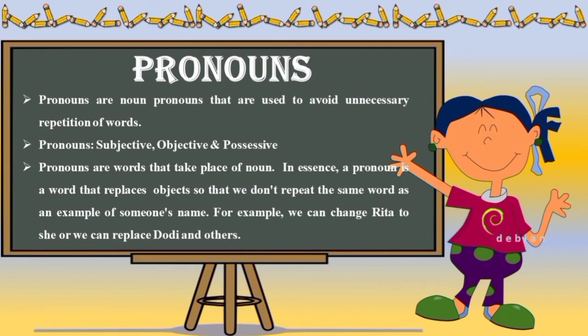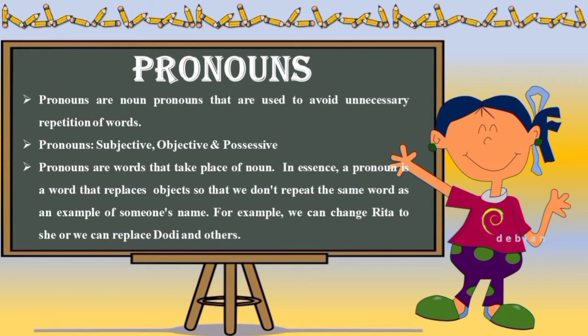Here, next is pronoun. Pronouns are words that are used to avoid unnecessary repetition of words. So pronouns are divided into three kinds: subjective, objective, and possessive. Pronouns are words that take the place of nouns. In essence, a pronoun is a word that replaces a noun so that we don't repeat the same word, as an example, someone's name.